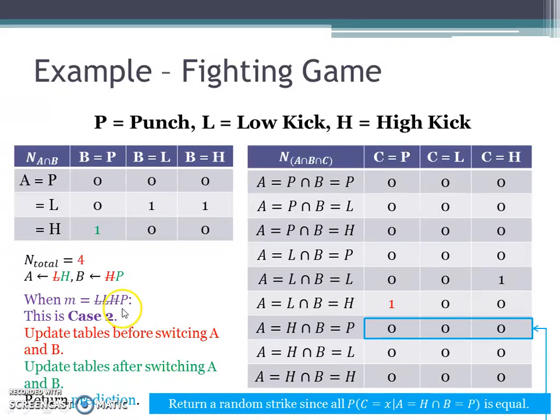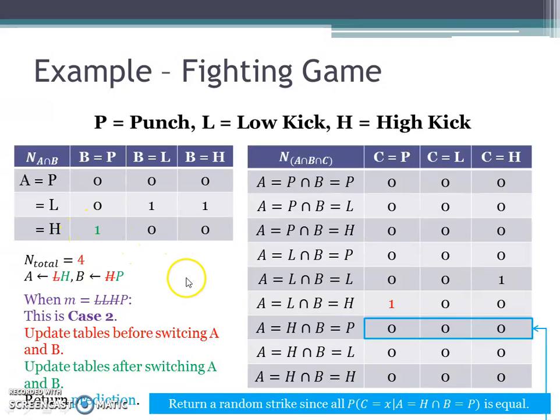Now what happens after that is we modify A and B to the last 2 strikes, which is H and P in this case. And once we've done that, we actually increase the frequency for N of A equals H and B equals P. So we have a new frequency for these events where A is H and B is P.